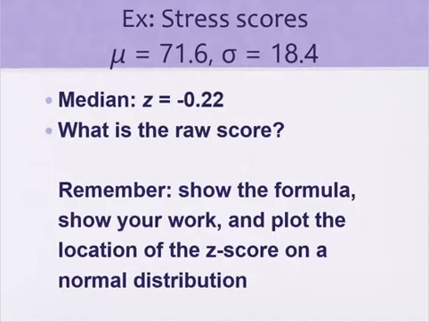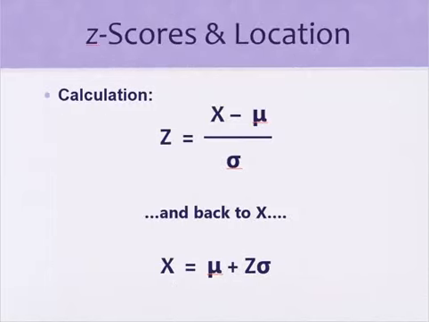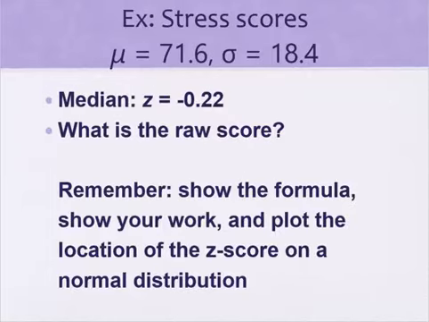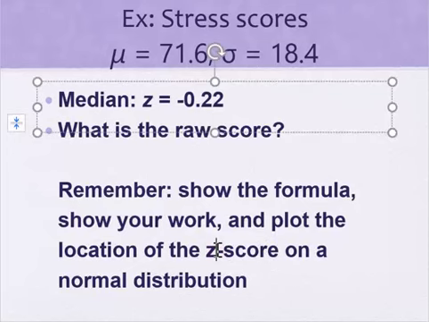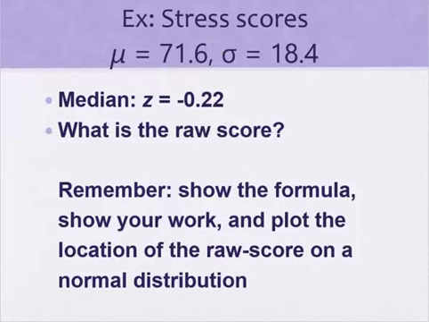What I want you to do is use this formula to find what the original raw score was. So what's the raw score associated with a z-score of negative 0.22 in this particular data set? Again, remember, show the formula, show your work, and plot the location. In this case, not the z-score. I should change that to say the raw score on a normal distribution, right? So go ahead and pause the video and try and figure out what the raw score was. And don't forget to plot where that raw score is on the distribution. And when you come back, I'll show you how I did it.